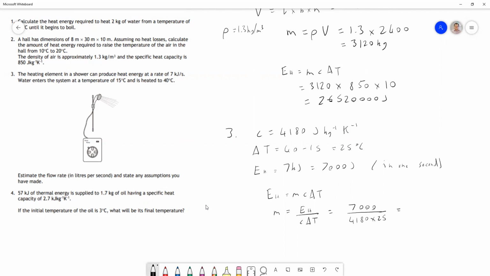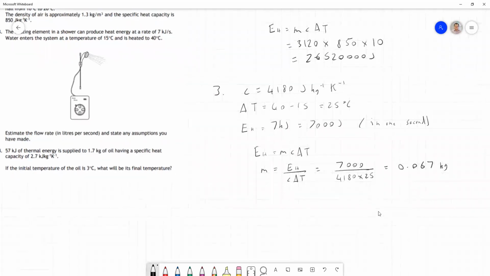And if we put in these values, we can answer something like this: 0.067, and this will be in kilograms. This is how much water is flowing per second, 0.067 kilograms.